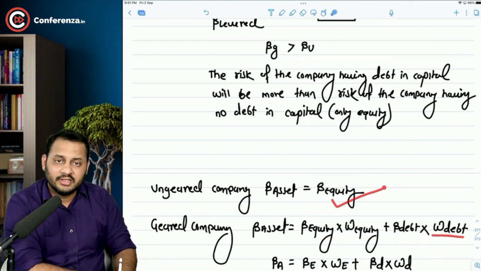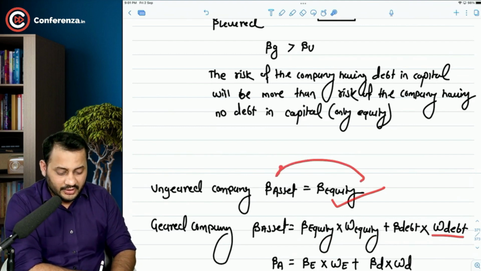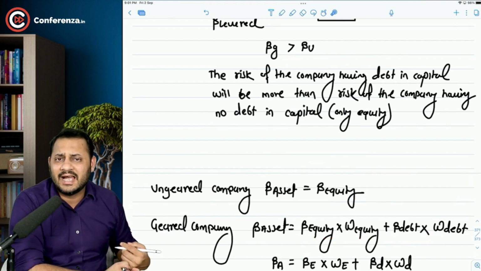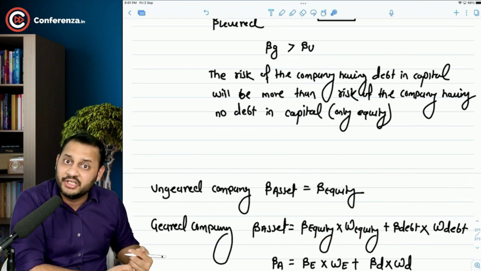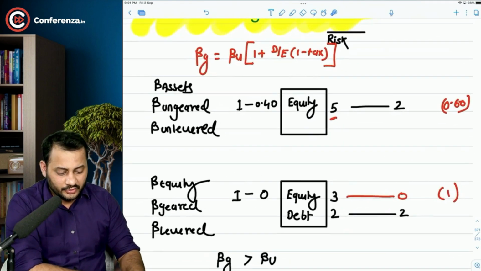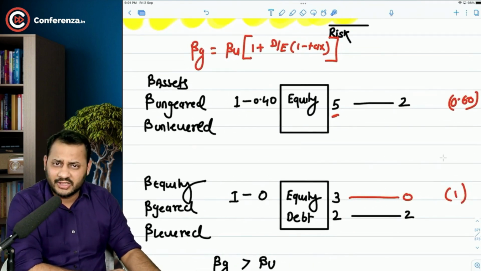In the ungeared case, there was no need because equity was the only thing. So equity beta became asset beta. But in this case, we will multiply it. It's as good as taking the weighted average of each beta. Now, a couple of things that I want to confirm before starting the formula.